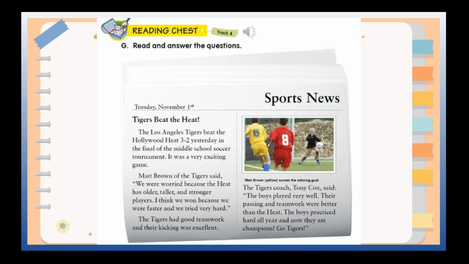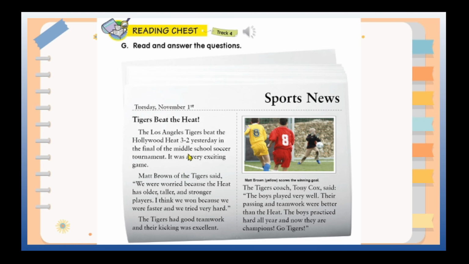The Tigers coach, Tony Cox, said, "The boys played very well. Their passing and teamwork were better than the Heat. The boys practiced hard all year and now they are champions. Go Tigers!"